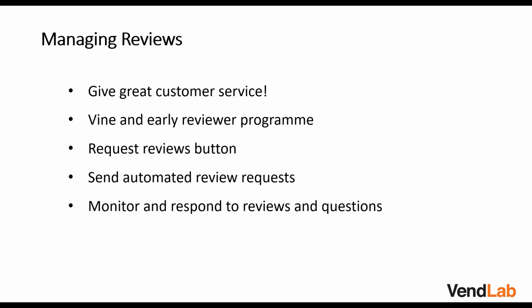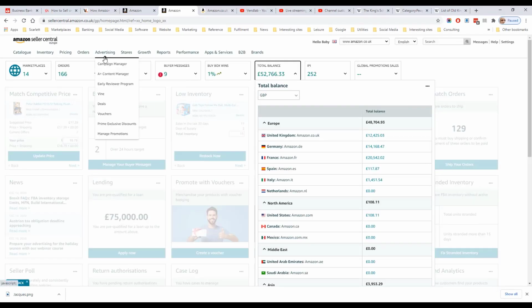So what methods can you use for encouraging reviews on your products? The first and most obvious one is to give great customer service. That the product delivered matches the listing, that you have a great description and is delivered on time. Amazon runs 2 programs to enable new products to quickly get reviews. These can be accessed from the advertising menu.